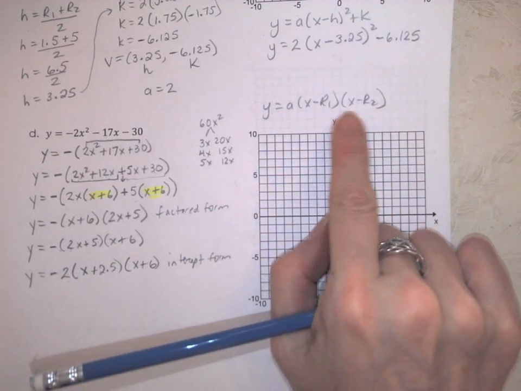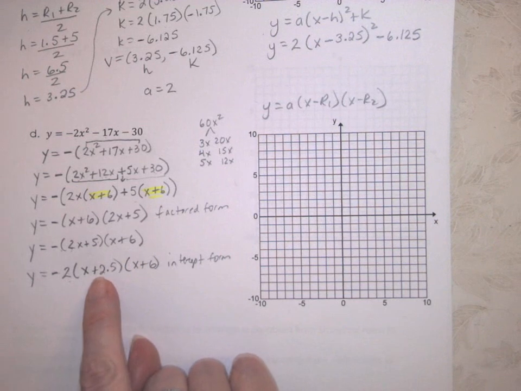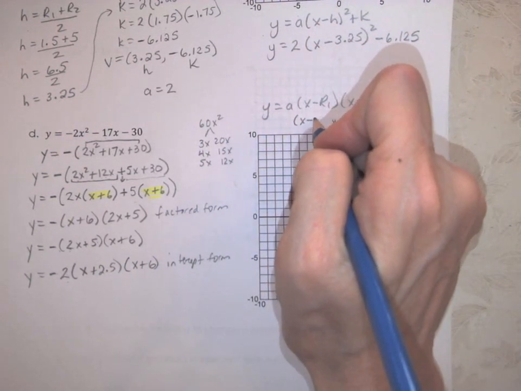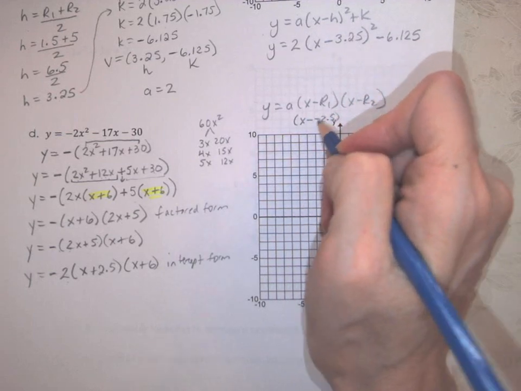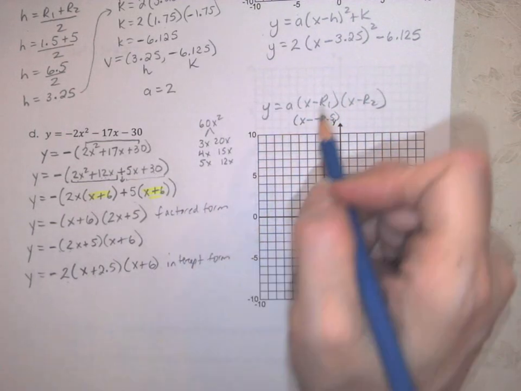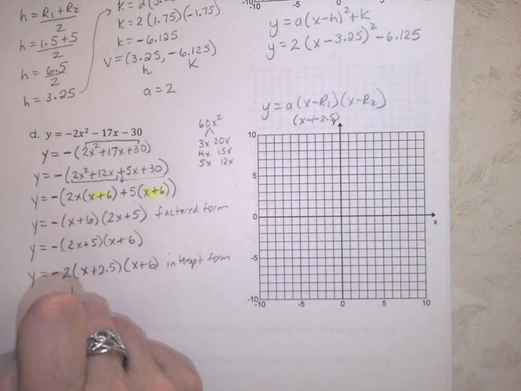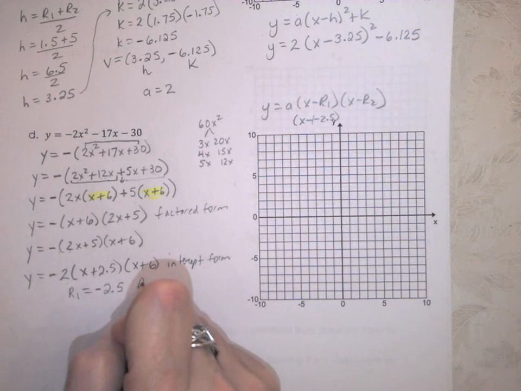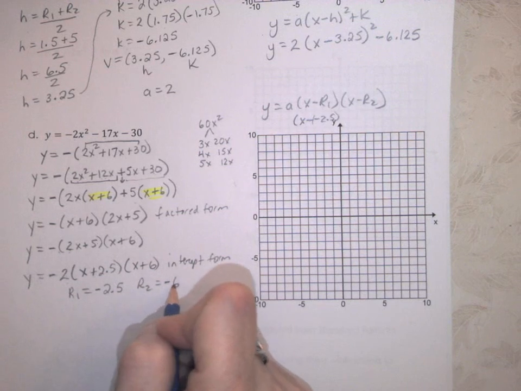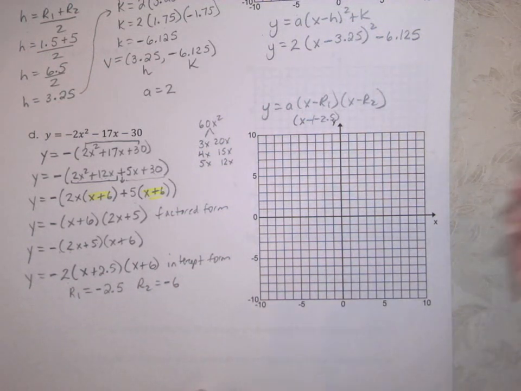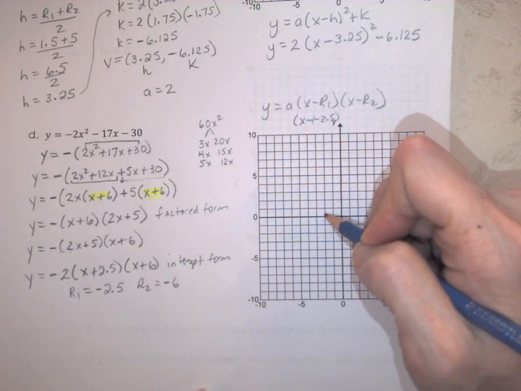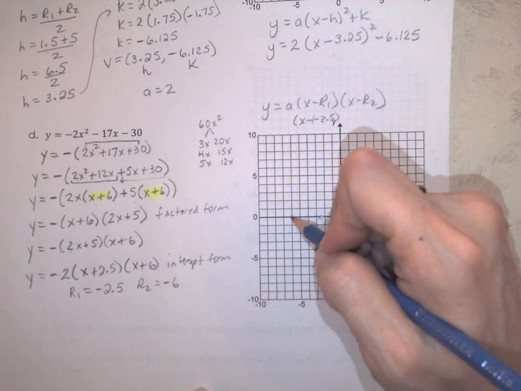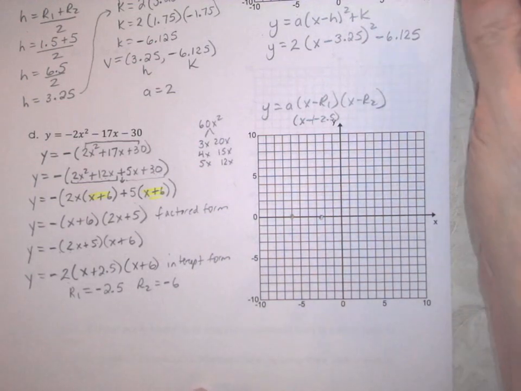So now I can compare it and see that for there to be a plus sign, it would have had to be x minus negative 2.5 in order to see that as x plus 2.5. So I can see that one of my x-intercepts is negative 2.5 and the other one is negative 6. So I would go ahead and mark those on my grid. Negative 1, 2.5, 3, 4, 5, 6. So there's my 2 x-intercepts.